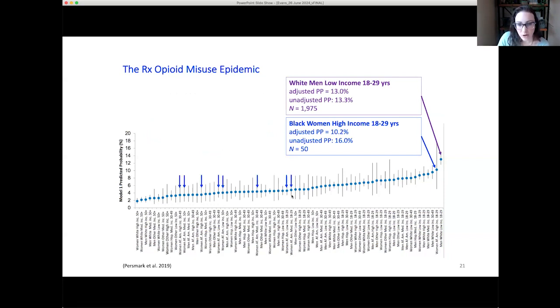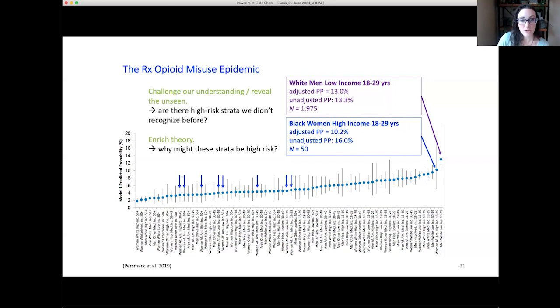And if I were to just put markers here in blue for where all of the other strata are that also are Black women, we see that Black women in general actually tend to be on the middle to lower end of risk of use. So what is it about this strata that is indicating such high risk for prescription opioid misuse? This stimulates a lot of questions. So an analysis like this, once you do it intersectionally with a bit more reliability, can help us to challenge all of those conventional wisdoms about what's going on. Are there high-risk strata we didn't see before? Can we enrich theory?